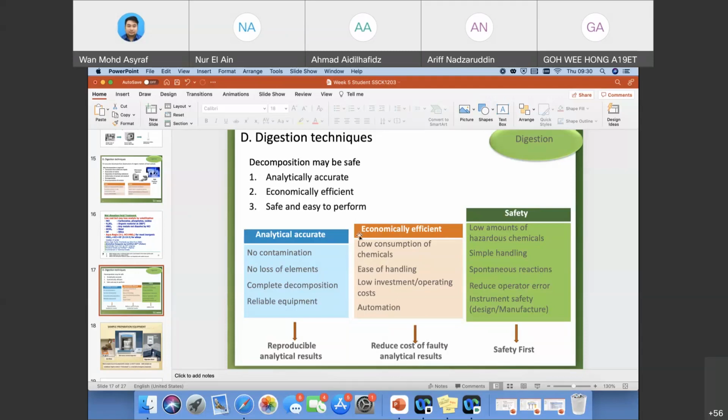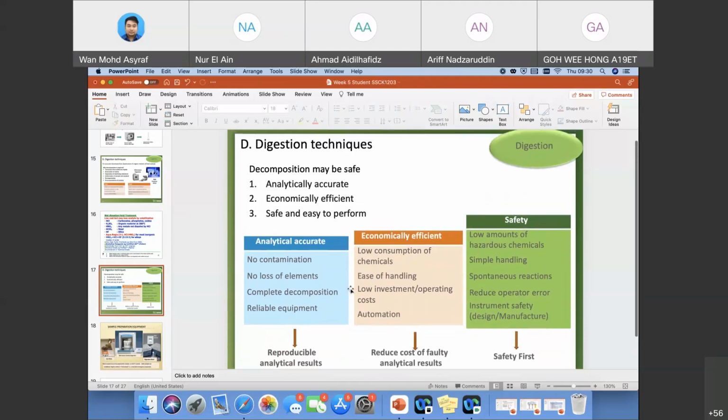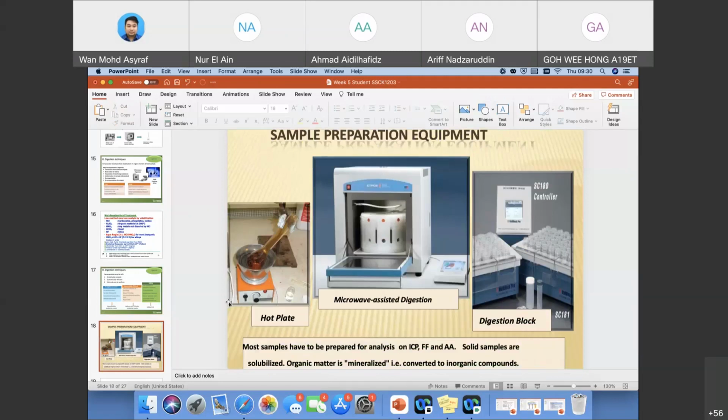Okay, so this is digestion techniques. This is the sample preparation equipment for digestion. Maybe you may use a hot plate. You just put your sample inside here, maybe a conical flask, but a much longer conical flask with a longer neck. So you put your sample inside here, and then you put your acids in.